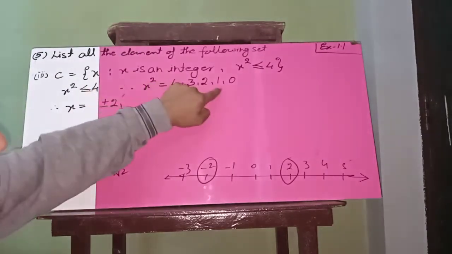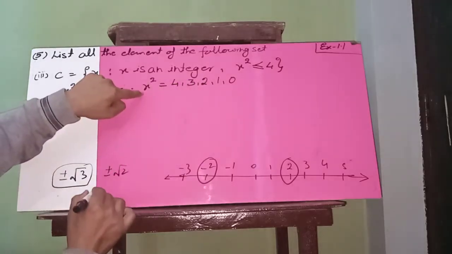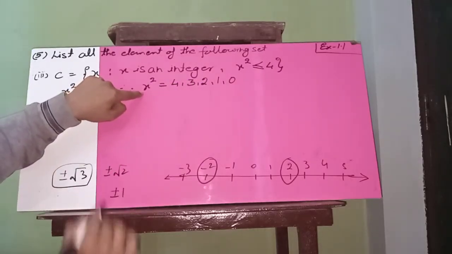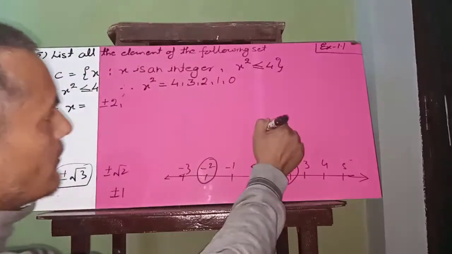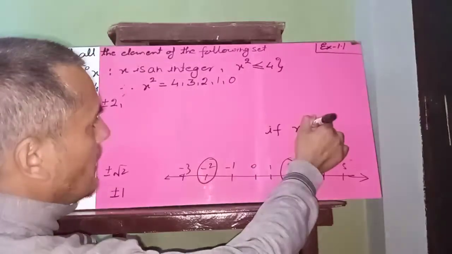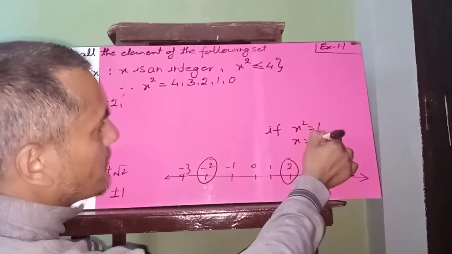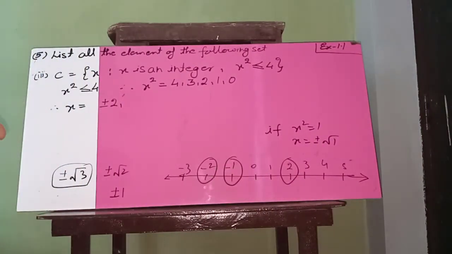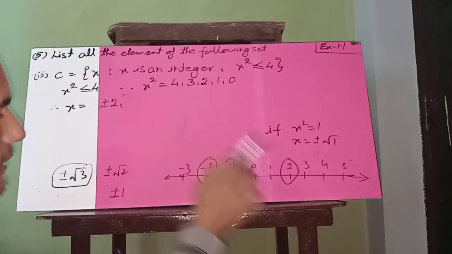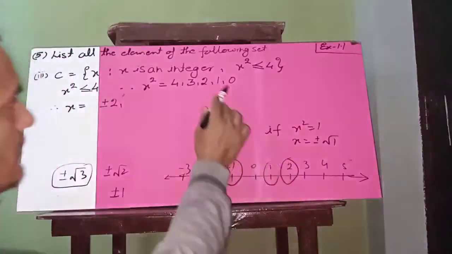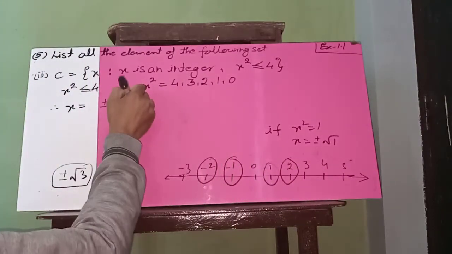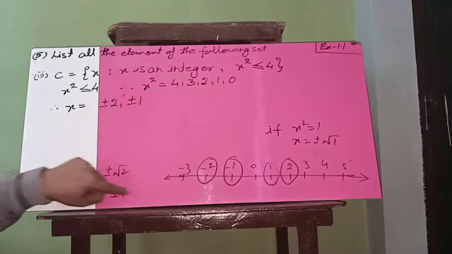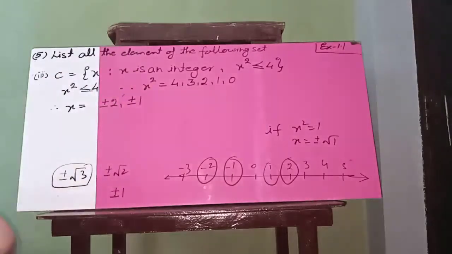If x squared is 1, so what is the value of x? The x value is plus minus 1. It means, look, if x squared equals 1, so x is equal to plus minus root of 1. So minus 1 squared is also 1 and plus 1 squared is also 1. Okay, and plus 1 is also an integer and minus 1 is also an integer.